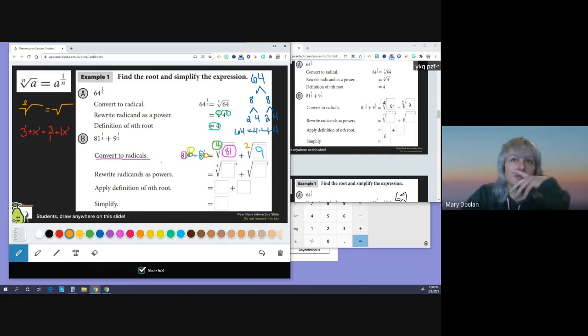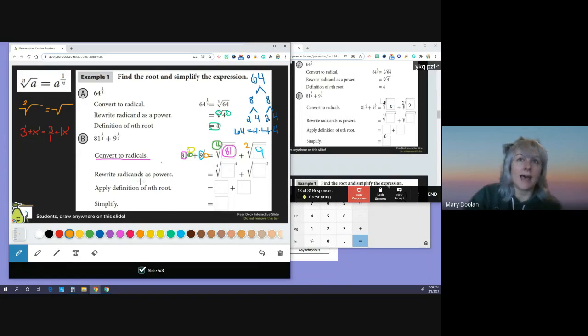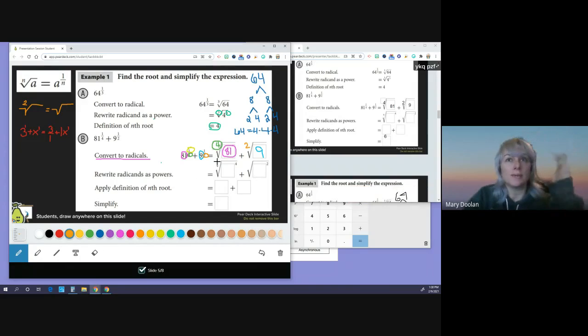All right. So now that we've done that, we're going to rewrite the radicands as powers, which means I'm going to rewrite 81 as a power with exponent 4. So kind of running out of room here, but look, 81, what is that equal to? What number would I put here and then raise it to the 4th power? What would that be equal to?